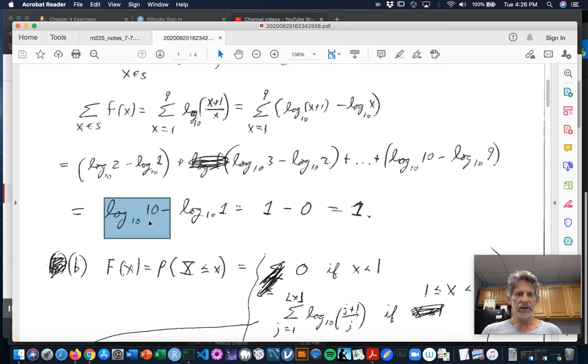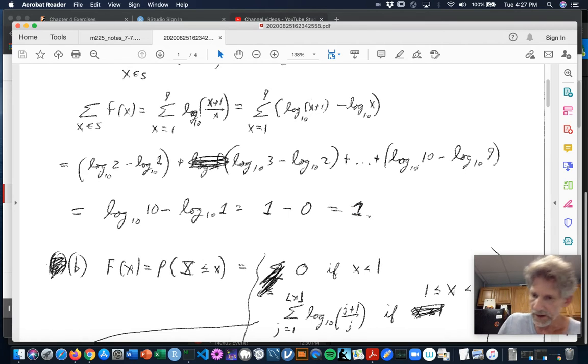We just got to figure out what it is. Well, log base 10 of 10 is 1 because 10 to the 1 makes 10. Log base 10 of 1 is 0 because 10 to the 0 makes 1. 1 minus 0 is 1. So sure enough, the values of the PMF sum up to 1. So it really is a PMF for a random variable.